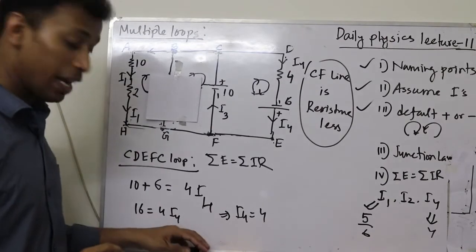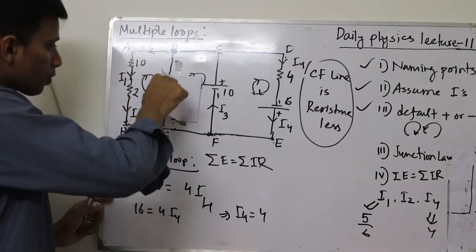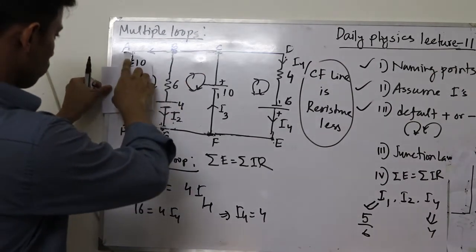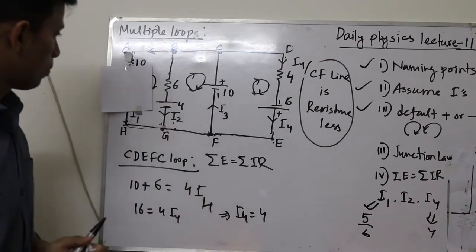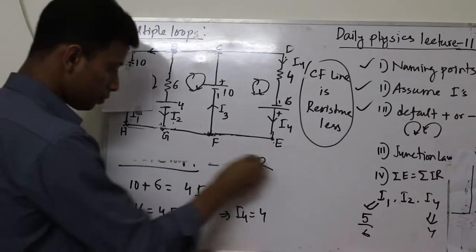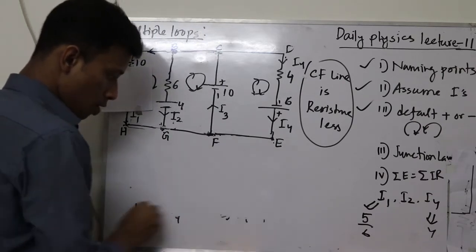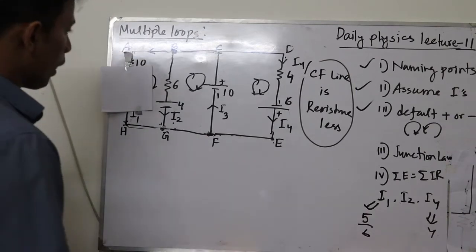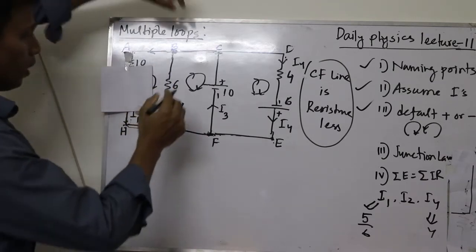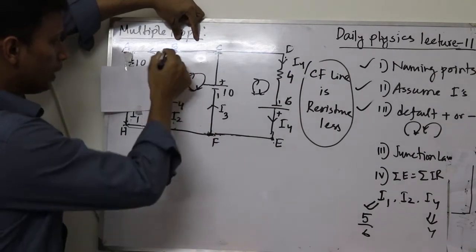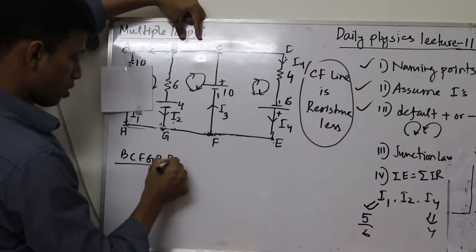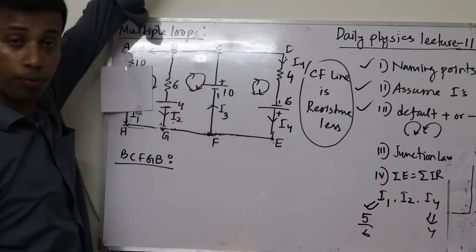Now we have one left, and that is this line, through this BG line. Let's erase this part. Okay, from B to G, this line, I2. Let's take B, C, F, G, B, this loop. So that's our loop. We have to take CF common because it's resistance-less.